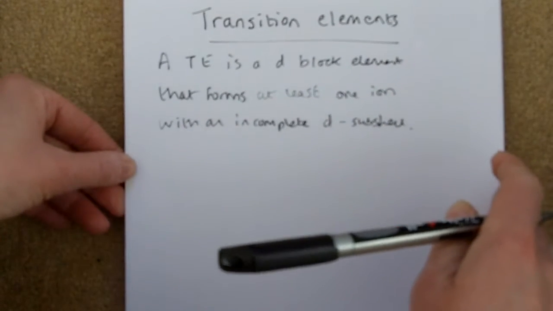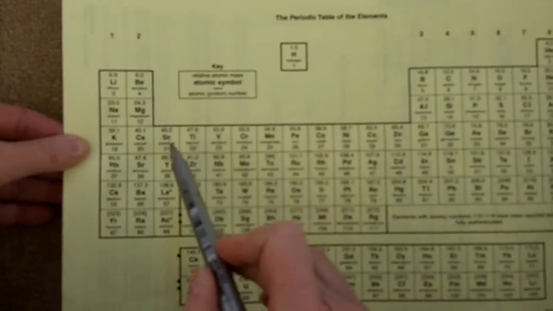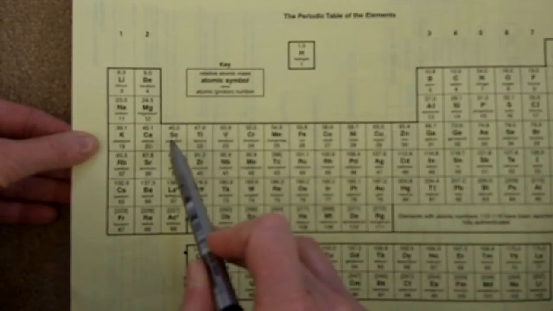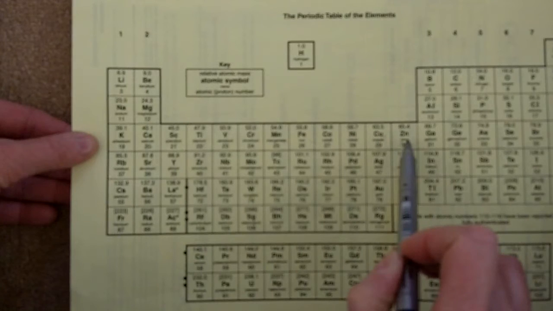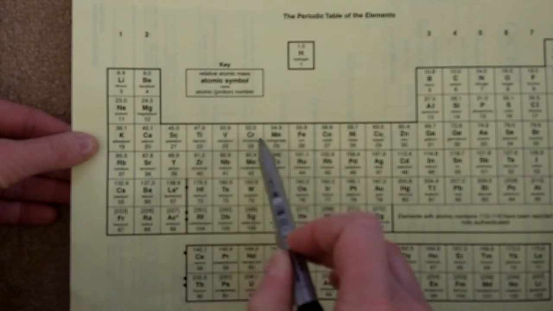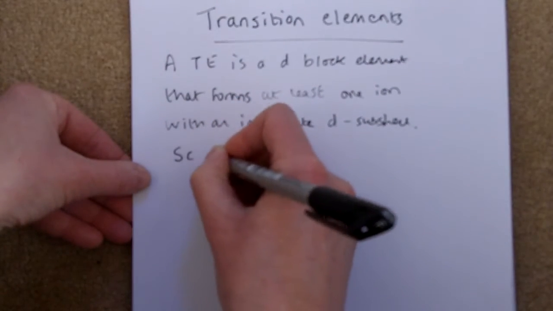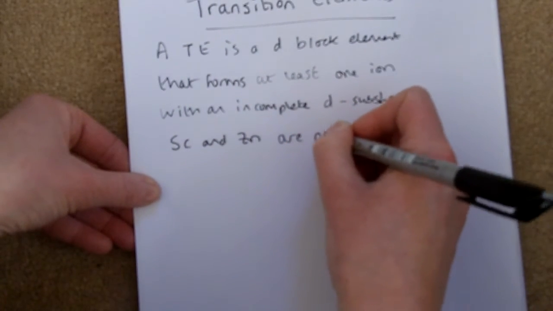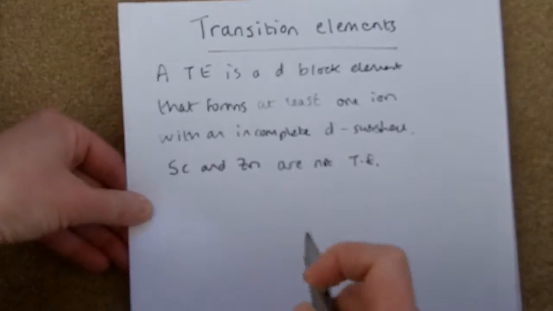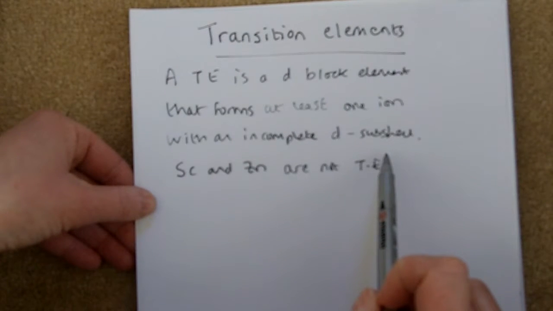Okay, so that's the definition of a transition metal ion. When you think of the d block elements, I'll just show you the periodic table. This is the d block, this middle section, scandium to zinc, but scandium and zinc are not transition elements. Titanium, vanadium, the bits in the middle are. Scandium and zinc are d block elements, but are not transition elements because they do not have at least one ion with an incomplete d subshell.